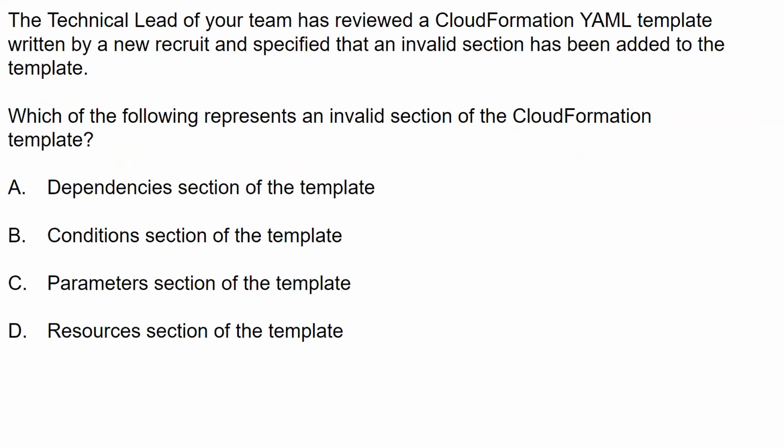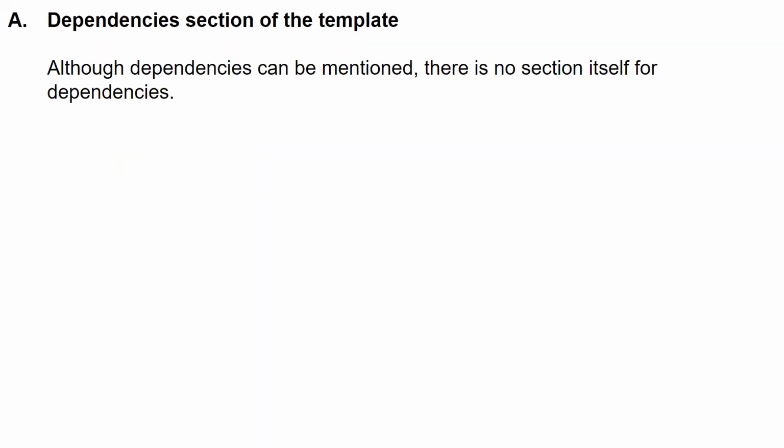The technical lead of your team has reviewed a CloudFormation YAML template written by a new recruit and specified that an invalid section has been added to the template. Which of the following represents an invalid section of the CloudFormation template? Dependencies, conditions, parameters, resources. Dependencies. Yeah, there's no dependencies section. Okay.